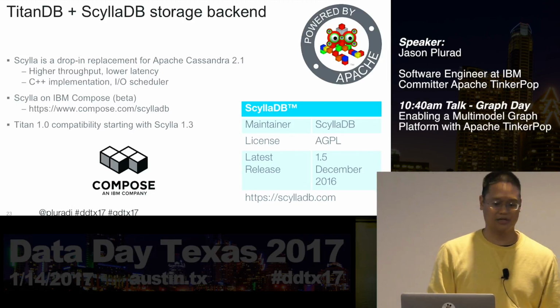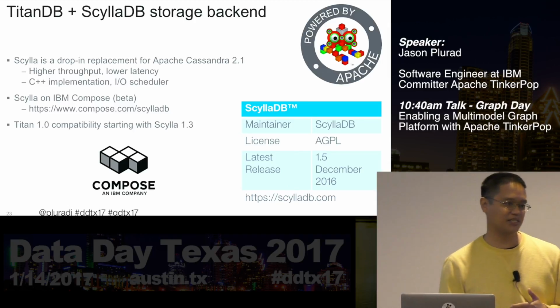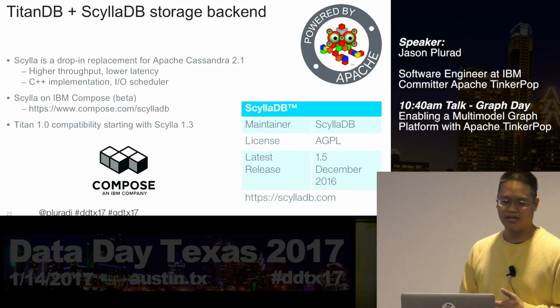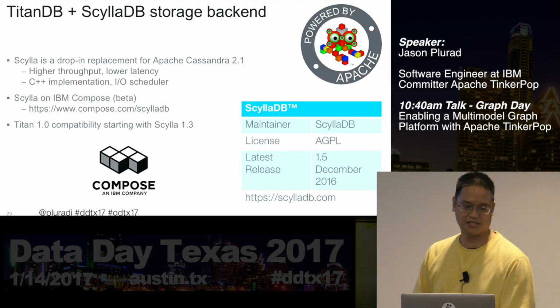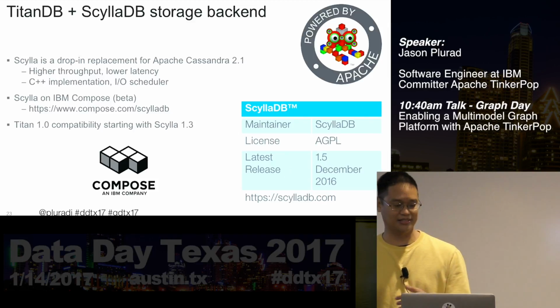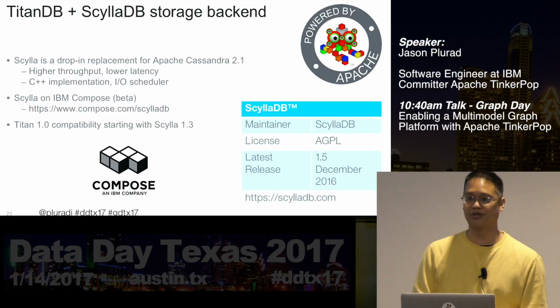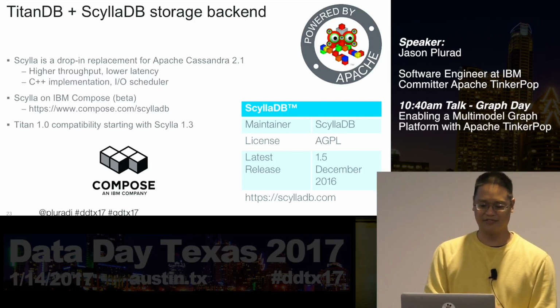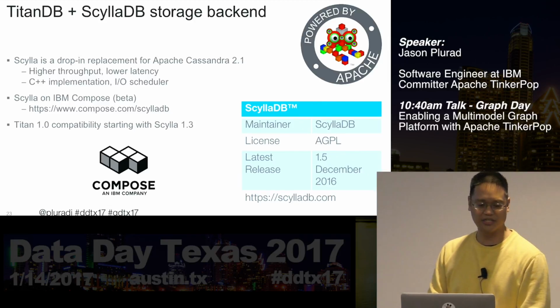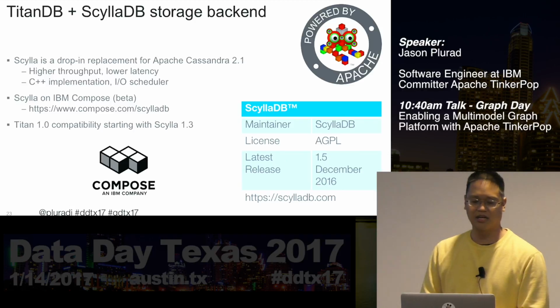ScyllaDB, if you're not aware, is a drop-in replacement for Apache Cassandra 2.1. It's implemented in C++ with an I/O scheduler and async operations for higher throughput and low latency. So it offers a very intriguing value proposition.